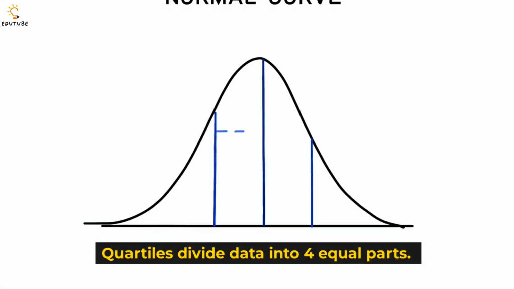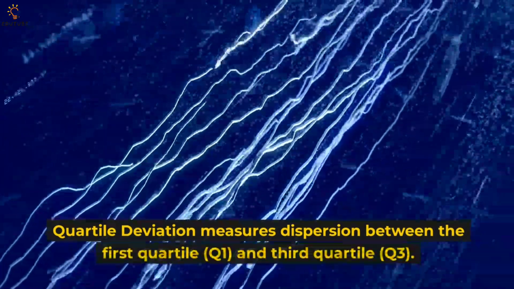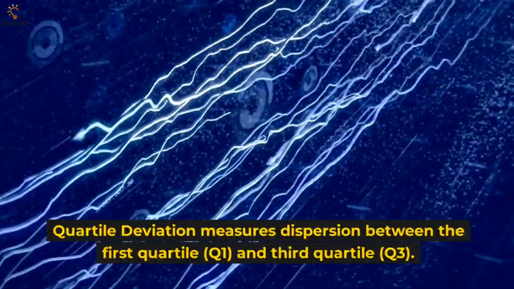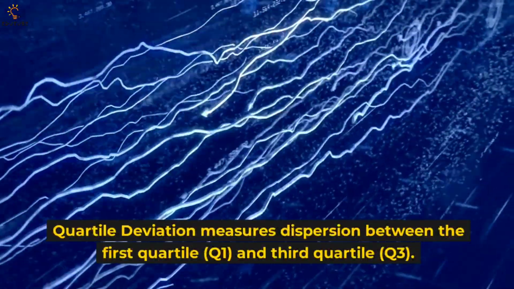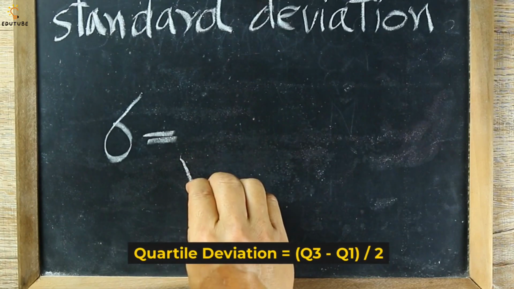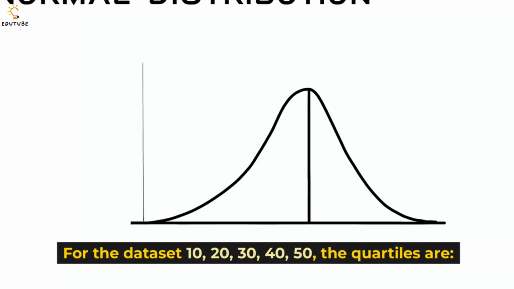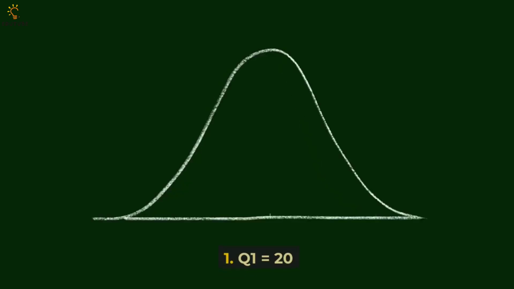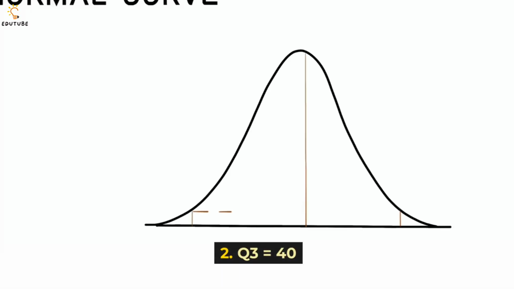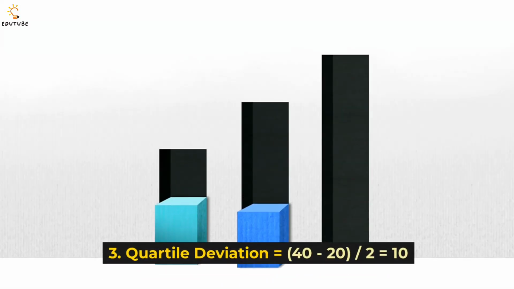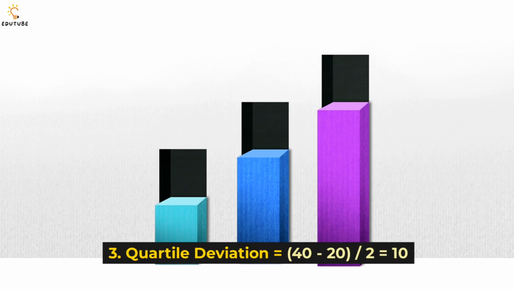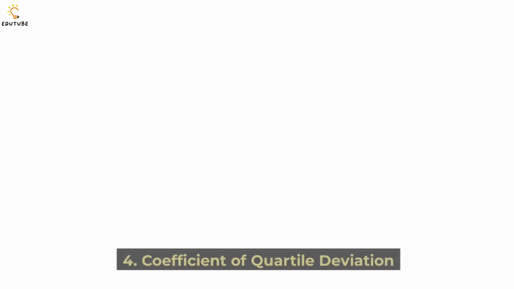3. Quartile deviation. Quartiles divide data into 4 equal parts. Quartile deviation measures dispersion between the first quartile, Q1, and third quartile, Q3. Formula: quartile deviation = (Q3 - Q1) / 2. Example: for the dataset 10, 20, 30, 40, 50, the quartiles are: 1. Q1 = 20. 2. Q3 = 40. 3. Quartile deviation = (40 - 20) / 2 = 10.